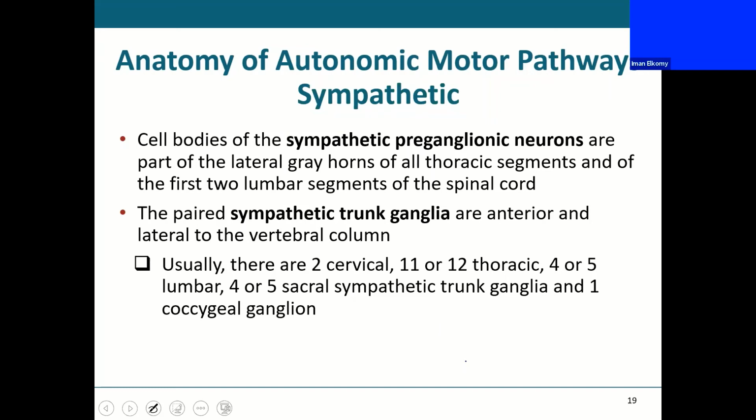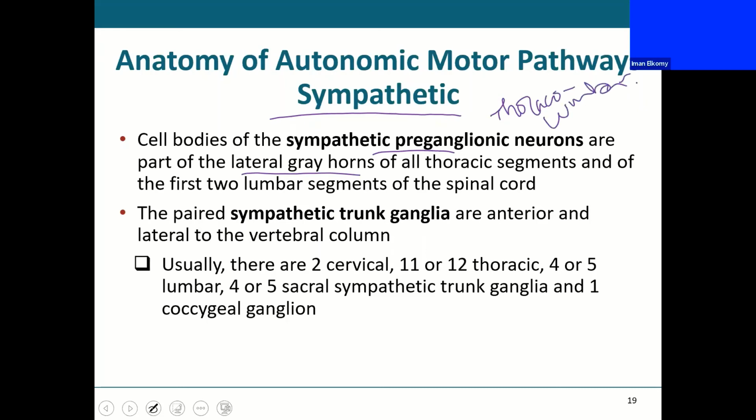That was really the main bulk of it. Now we're just going to reiterate everything over and over, a little more specific here. When we're talking about the sympathetic neurons, your preganglionic sympathetic neurons will originate from the lateral gray horn of the thoracic and lumbar regions. So it is called thoracolumbar.